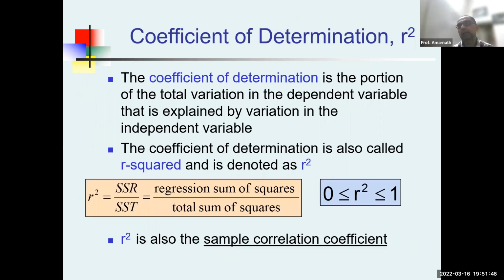So R square, as I told you, tells me how much of the variation in the data is explained. That is known as the coefficient of determination, and its value will always lie between 0 and 1. It is denoted by R square. It is calculated as SSR over SST.